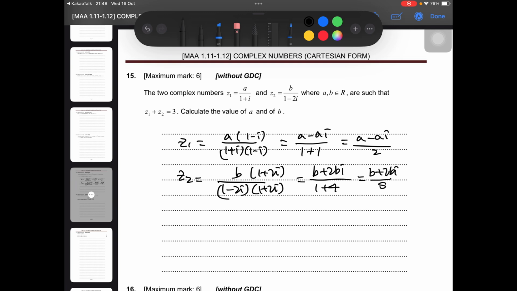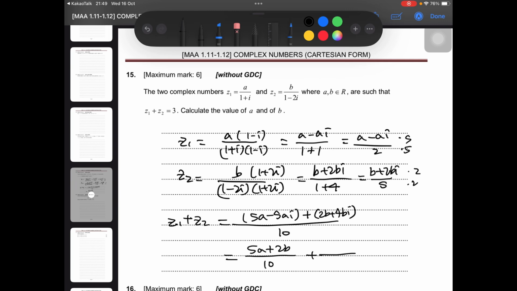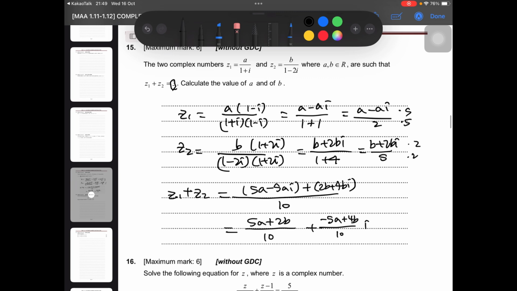Now it's time to make a common denominator. So z1 plus z2, the denominator is 10. So here times 5, and here times 2. So 5a minus 5ai plus 2b plus 4bi. Here the real part is 5a plus 2b over 10, plus the imaginary part, negative 5a plus 4b over 10, times i. It says this is only 3, so the real part is 3 and the imaginary part is 0.